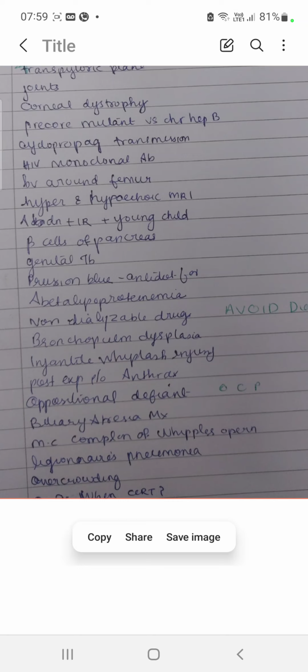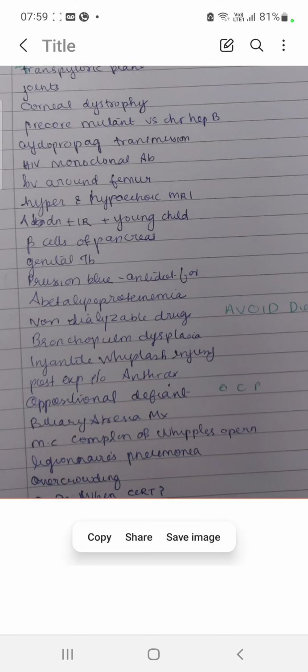Beta cells of pancreas are secreting insulin and amylin. Pancreatic polypeptide is secreted from F cells. Genital TB. So you will be confused whether it is genital TB or PID. So in genital TB you will be getting a doughy consistency of the abdomen and all. Prussian blue is an antidote for thallium poisoning.